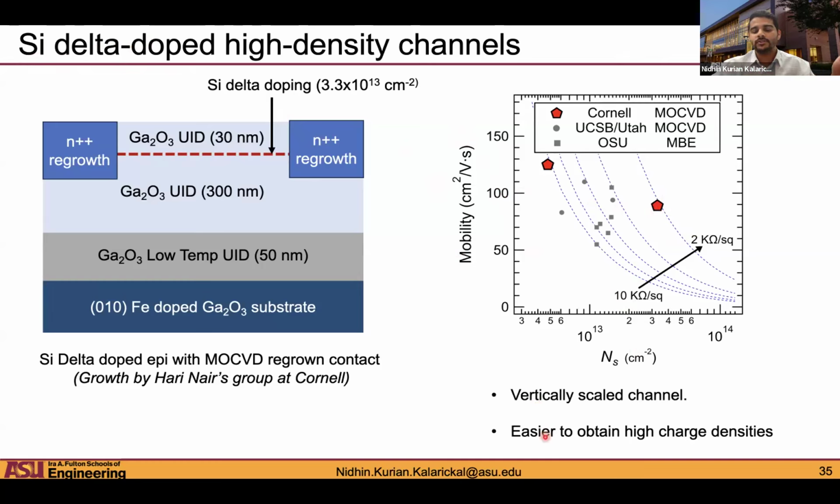And it's also very easy to change the channel charge concentration. If you want to get low charge concentration, you can just vary the silicon concentration. If you want to get high charge concentration, you just increase the silicon concentration, to a first order at least. Which is the reason why we went with the silicon delta doping.